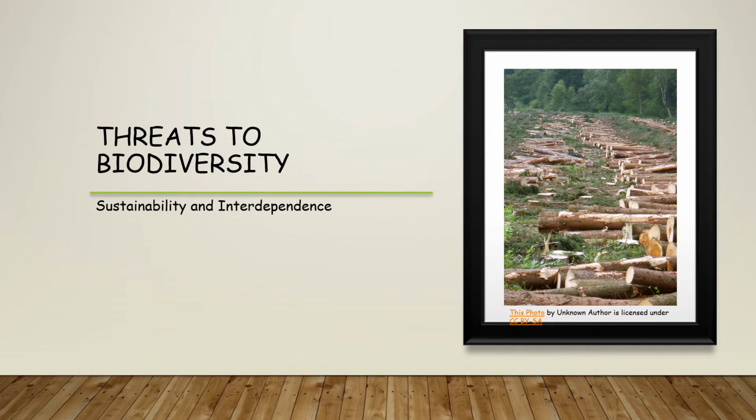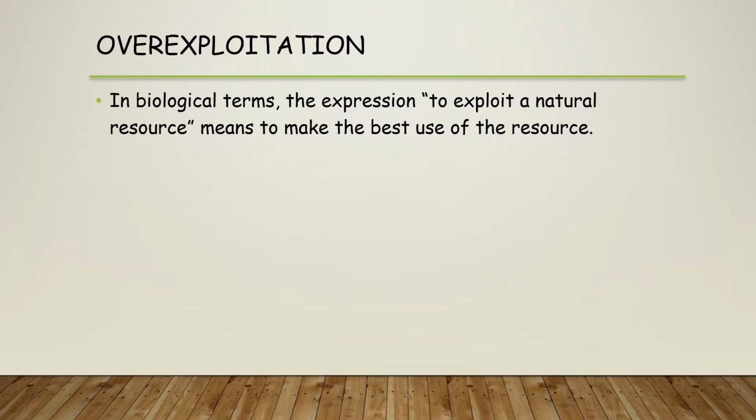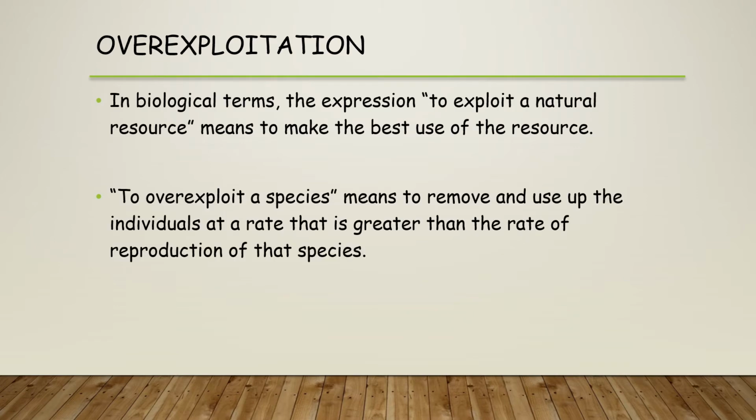And that leads us on to Key Area 3.8, threats to biodiversity, most of these being man-made impacts on biodiversity, some of which you'll have come across in S3 and National 5 biology, some of which may be new to you. The first threat to biodiversity is over-exploitation, and you saw an example of that on the previous slide with deforestation. So to exploit a natural resource means to make the best use of it. But to overexploit means to remove and use up the individuals at a rate that is greater than the reproduction of that species.